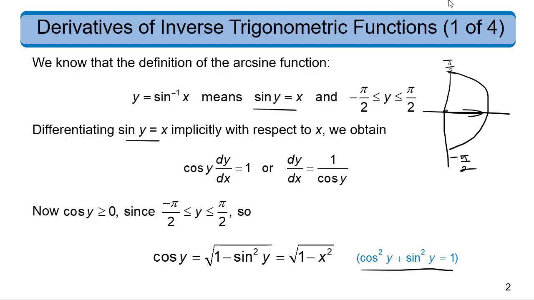So we subtract the sine squared over here. Then we can take the square root of both sides, and because cosine is always positive, we don't have to worry about the plus and minus of the square root. We just get the positive version of it. So that's how we can get this concept here.